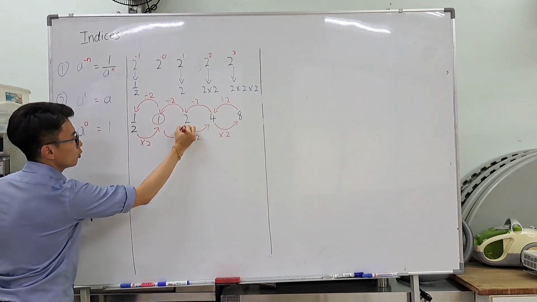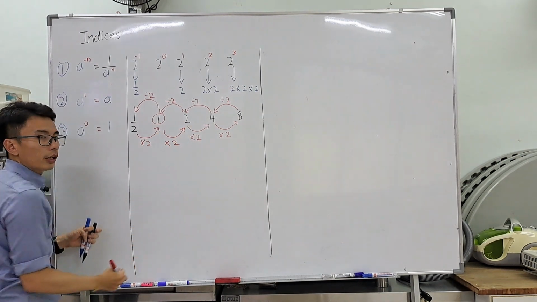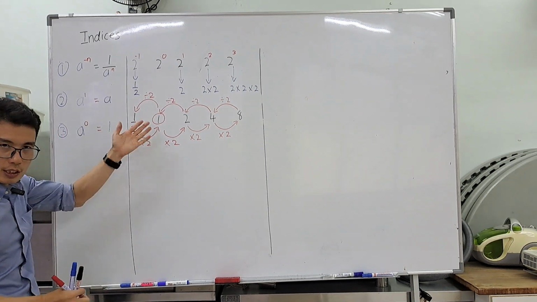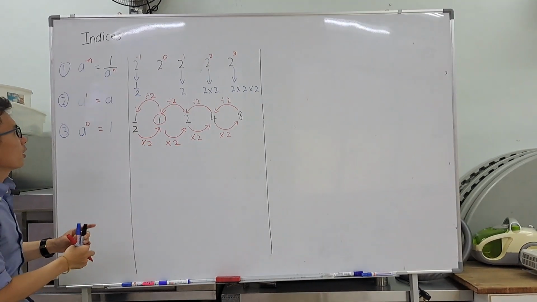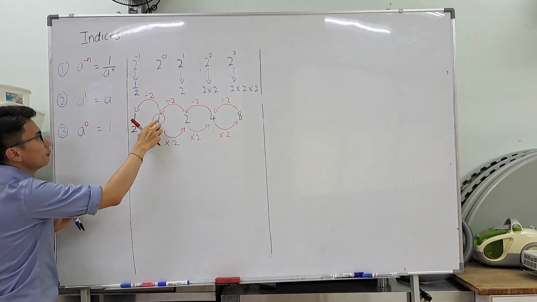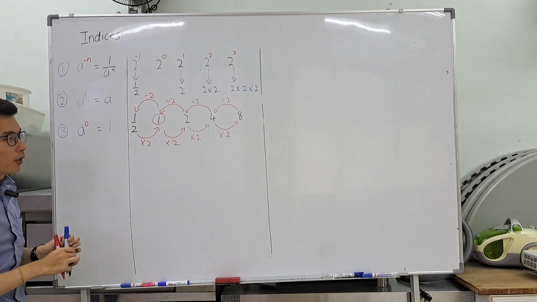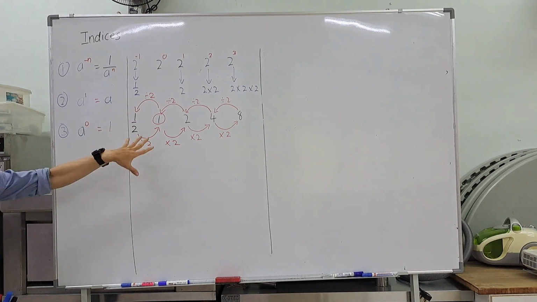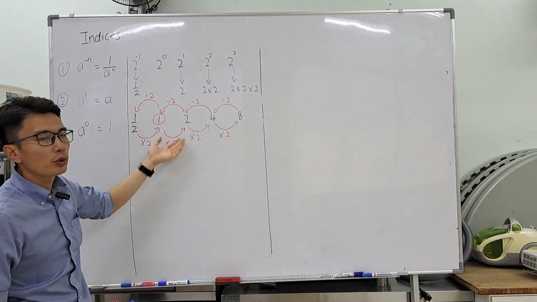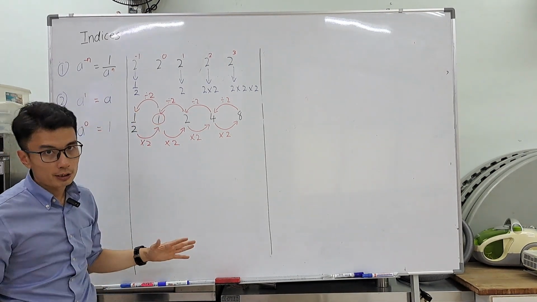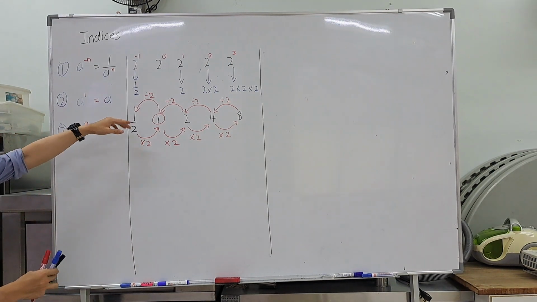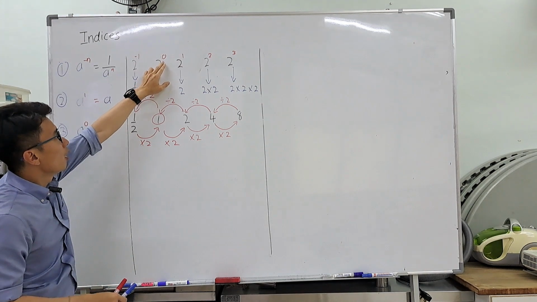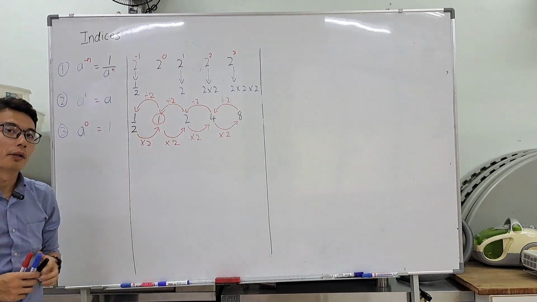1 times 2, I will get 2. Can you see that? All right, it fits into the pattern. So this has already proved that if I have a number and I power by 0, it will be 1. And this is true for any number. It can be 3, 4, and 5. It will be the same thing. So that's the proof to show you that if you have any number to the power of 0, you will get 1.